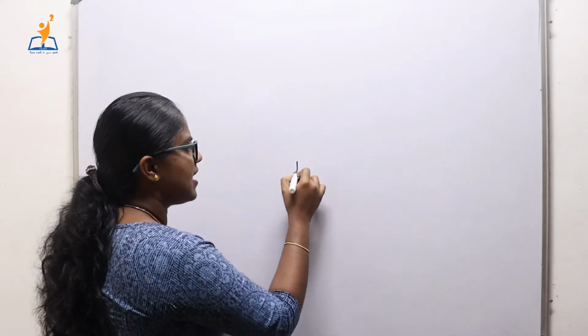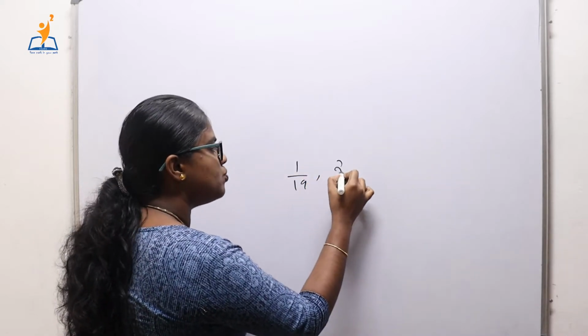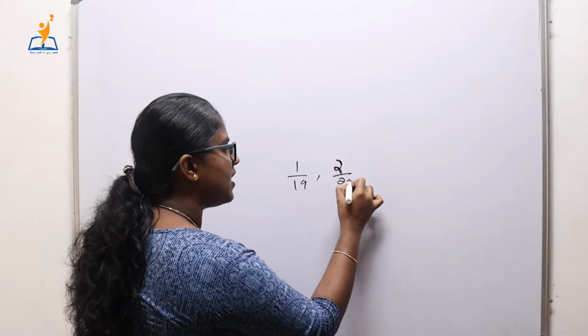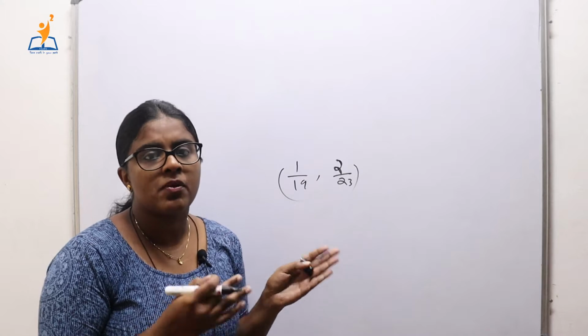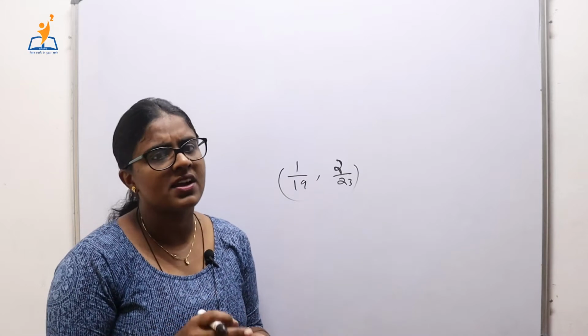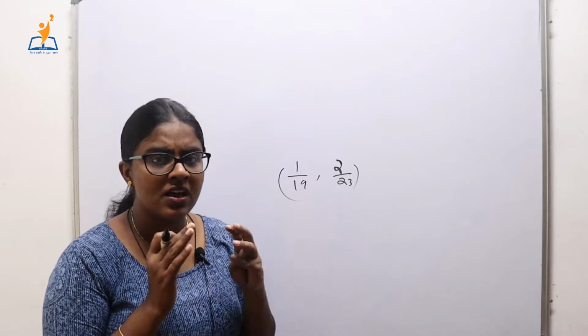In the previous classes we have learned how to solve a pair of linear equations graphically, and in some cases it took a lot of time to solve them graphically, and also it is difficult if the solution is some fractions like 1 by 19, 2 by 23. If this is the solution or if this is the point to be plotted in the graph, it is difficult for us to plot these points in the graph.